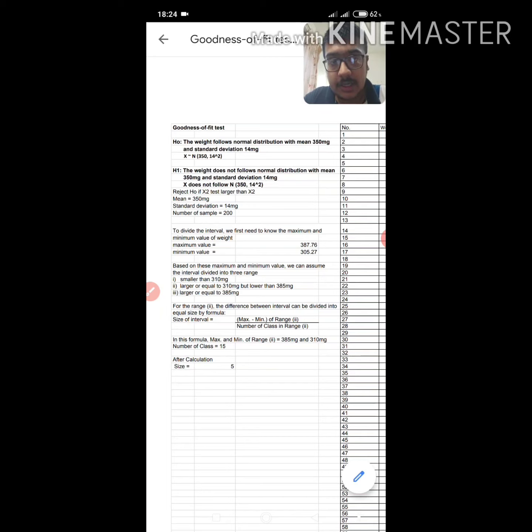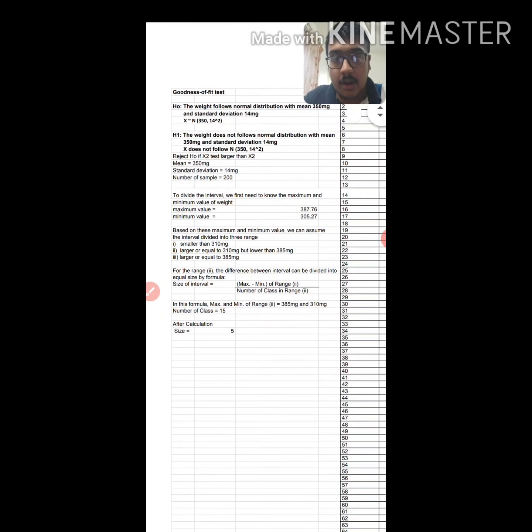We will reject our H0 if our chi-square test value is greater than the value of chi-square given in the statistical data booklet. After doing that we find the maximum and minimum values. The maximum value turns out to be 387.76 while the minimum value turns out to be 305.27. After that we divide into three intervals: smaller than 310, larger or equal to 310 but lower than 385, and greater than 385. The size of the interval can be calculated with the following formula: maximum minus minimum of the second range divided by the number of classes in the second range.